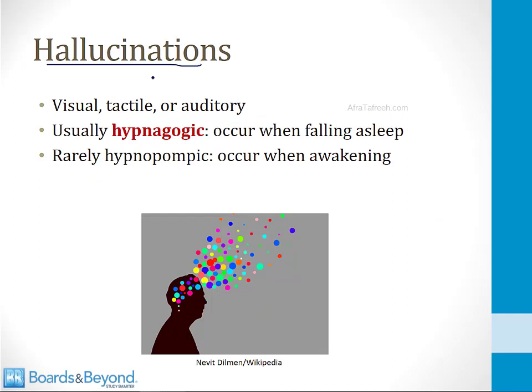These can be multiple different kinds of hallucinations. They can be visual, tactile, or auditory. Usually, the type of hallucinations seen in narcolepsy are called hypnagogic. This means they occur when they're falling asleep. Rarely, they can be hypnopompic. These are hallucinations that occur when awakening.